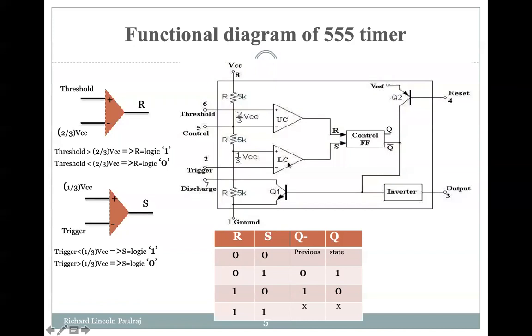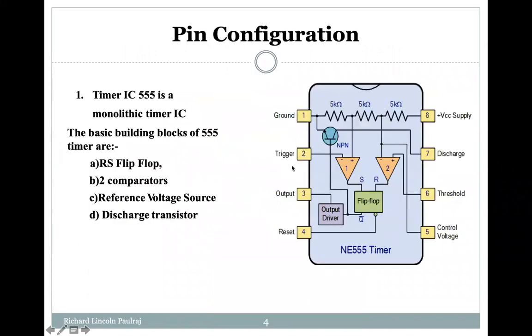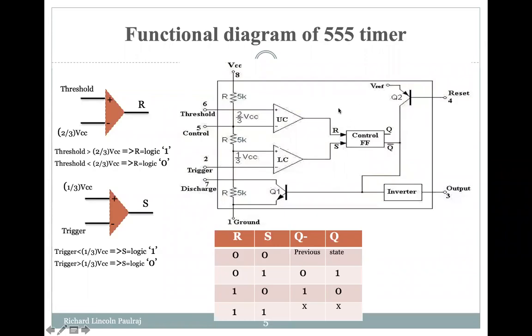So these are the two comparators that you find here, the upper and the lower. And then you have standard resistors, which is about 5K, 3 resistors. And these two structures are the same. What I've done is I've just flipped it around so that it comes in a left to right fashion.